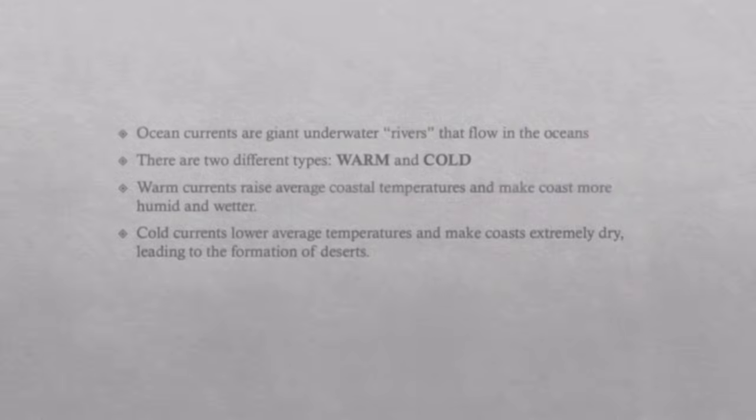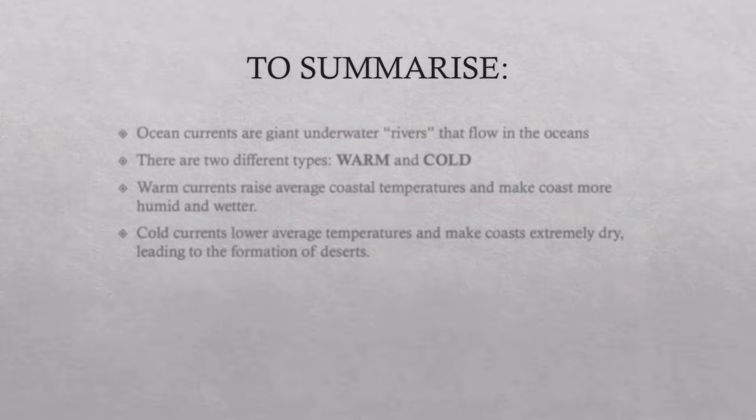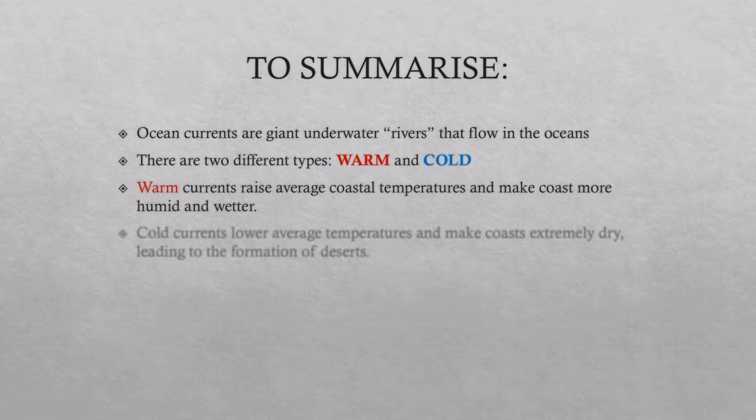Before we finish the video, let's just summarize what we have learned. Ocean currents are giant underwater rivers that flow in the oceans. There are 2 different types of ocean currents, warm and cold. Warm currents raise average coastal temperatures and make these coasts more humid with more rain, especially in the summer. And finally, cold ocean currents lower the average coastal temperatures, making them extremely dry in the process. Deserts often form along these coasts.